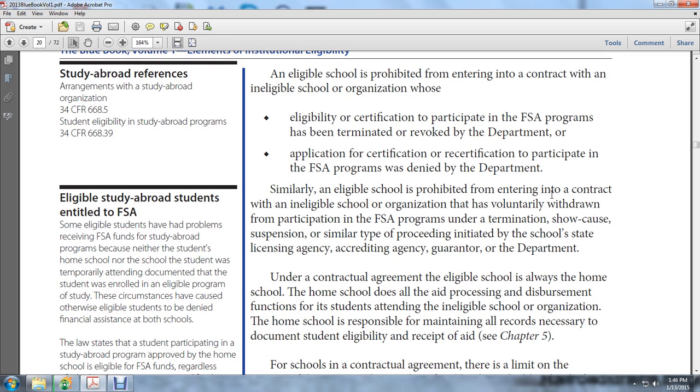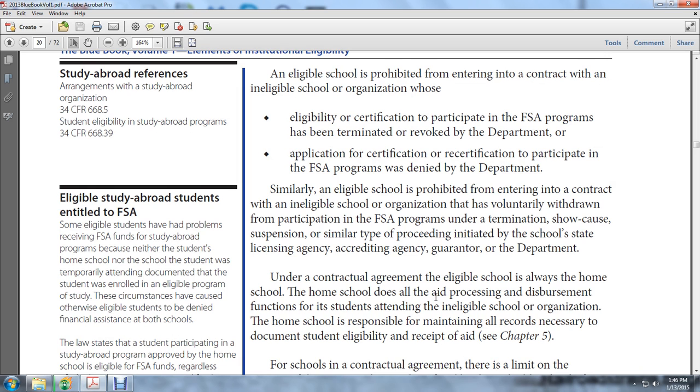Similarly, an eligible school is prohibited from entering into a contract with an ineligible school or organization that has voluntarily withdrawn from participation in federal student aid programs under a determination showing cause for suspension, or that is subject to a proceeding initiated by the school's licensing agency, accreditation agency, guarantor, or the department. Under a contractual agreement, the eligible school is always the home school.